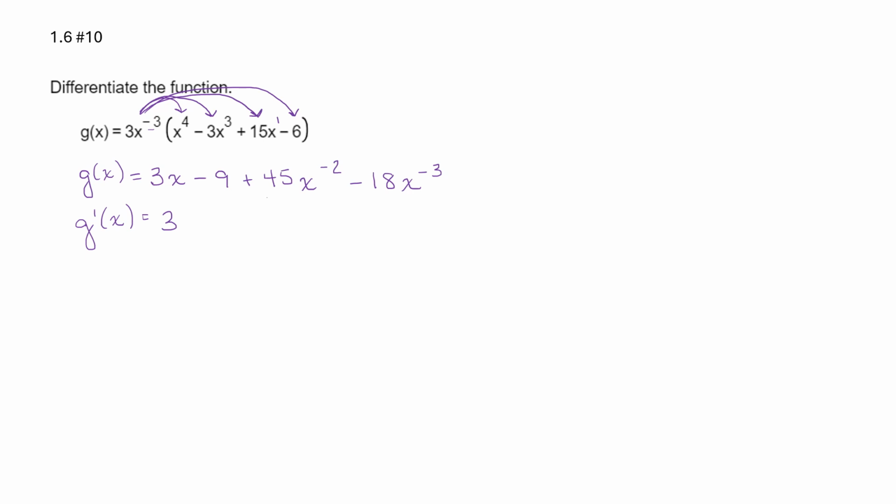Moving on to the 45x to the -2, when we use the power rule, we're going to multiply the 45 times -2, which will give us a -90. And we're going to have to subtract 1 from the exponent, and so that will give us an x to the -3rd.